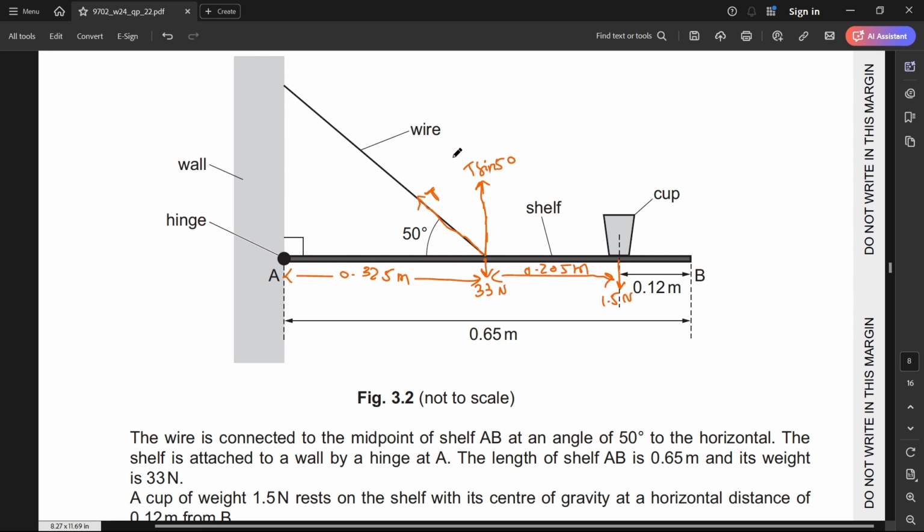Now taking moments about point A, all the forces acting on this object are pretty visible. We have a T, we have this weight and the weight of the cup. This is the weight of the shelf, this is the weight of the cup. So both of these forces with respect to A are trying to get this shelf moving in the clockwise direction, whereas this tension in the vertical direction is trying to make it move in the anti-clockwise direction. So the moments about point A: anti-clockwise is the force into the perpendicular distance with respect to the pivot, which is 0.325, and for the clockwise it is 33 into that distance plus 1.5 into 0.325 plus 0.25.